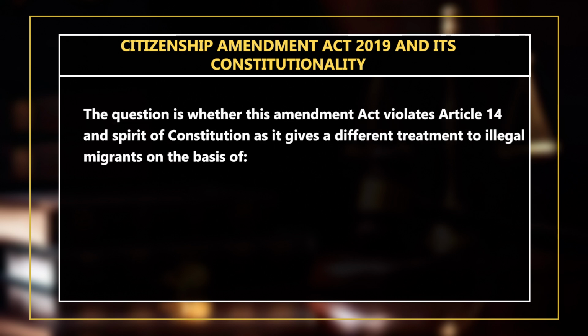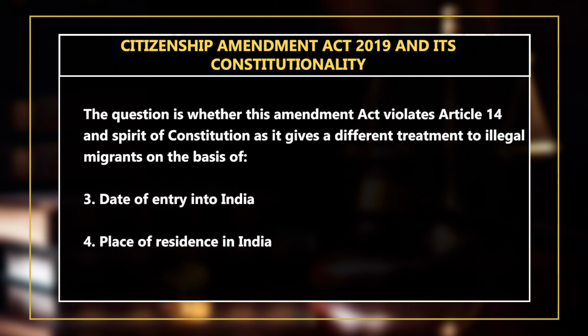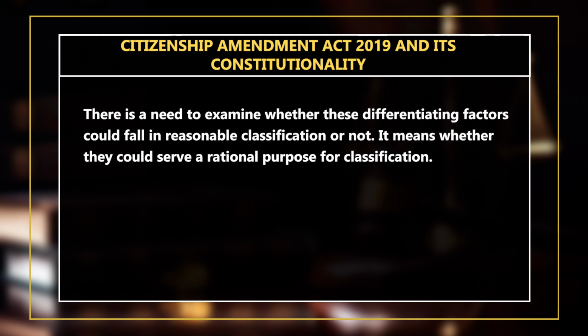The question is whether this Amendment Act violates Article 14 and the spirit of the Constitution, as it gives different treatment to illegal migrants on the basis of country of origin and their religion, the date of entry into India and the place of residence in India. So, there is a need to examine whether these differentiating factors could fall in reasonable classification or not. It means whether they could serve a rational purpose for classification.